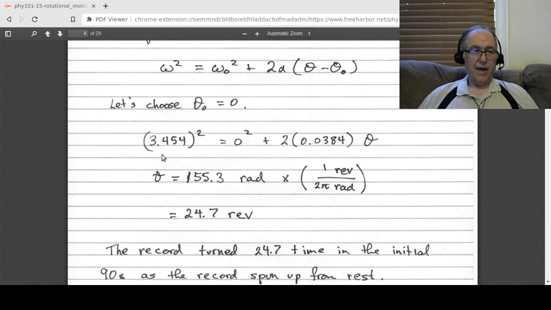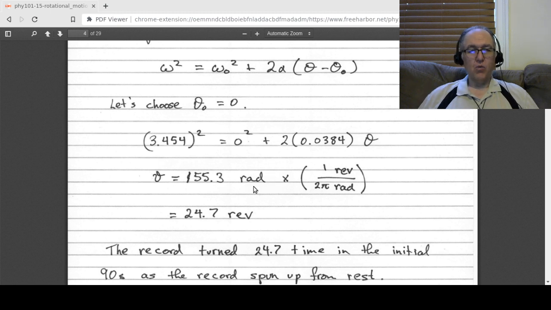So what do we have? We have omega, which we solved above. That was 3.454 squared. The initial omega was 0, and there was the alpha that we had above as well. And so solving for theta here, we get 153 radians. And I wish I'd broken this into 2 lines, but you just solve for this piece right here, 155.3 radians.